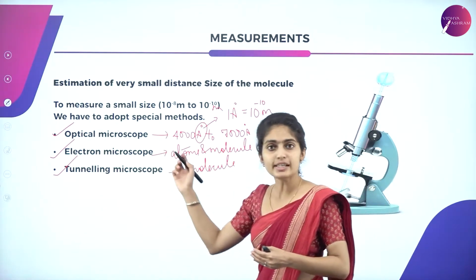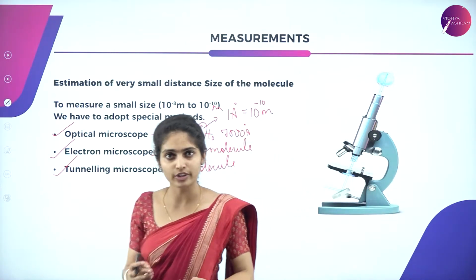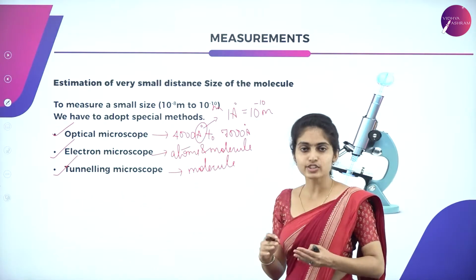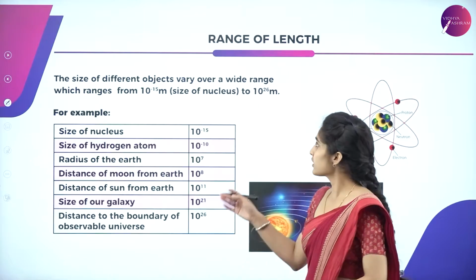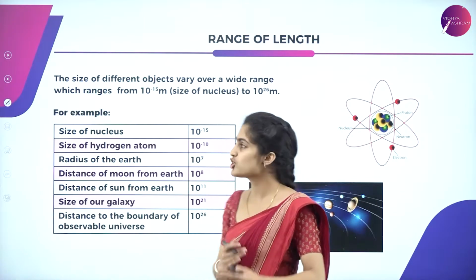Okay, so the tunneling microscope here is used to estimate the size of certain molecules within a certain range. That is how you detect the size of the smaller particles. So coming to the next, that is the range of length. Let us check the range of length.